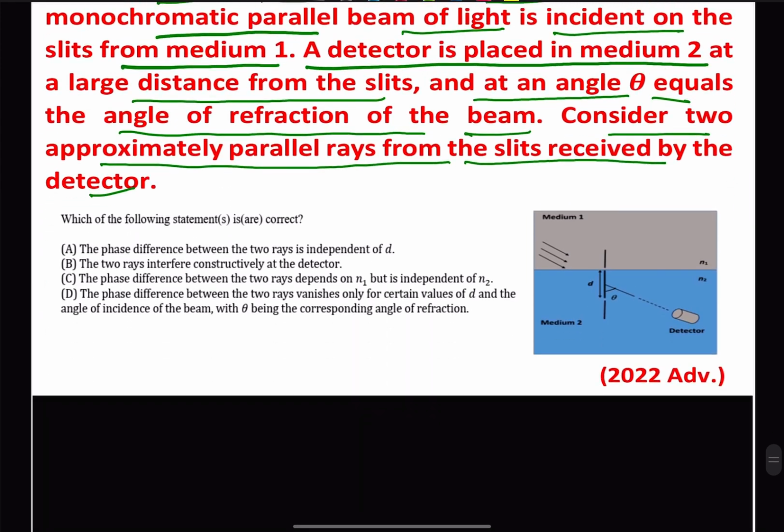So based on this, we have a total of 4 options here, and we are going to find out which of them will be the correct one. We have two media, n1 and n2, and the detector is placed in medium 2. There are 2 slits, and we have to consider approximately 2 parallel rays from the slits that are being received by the detector.